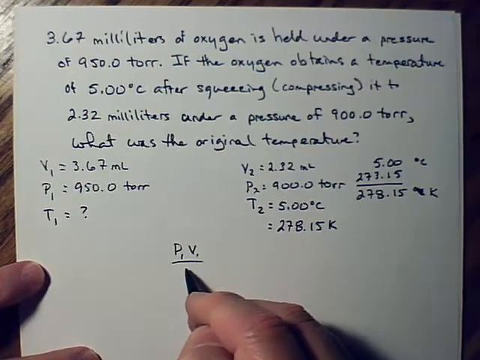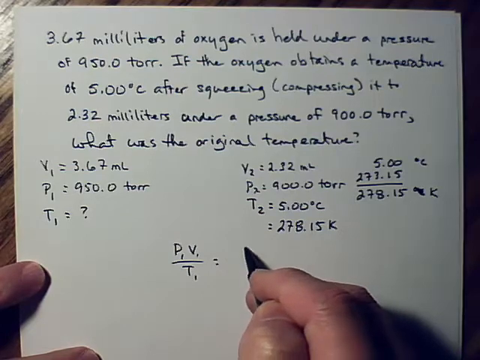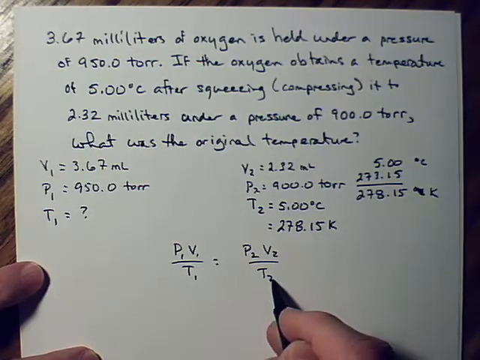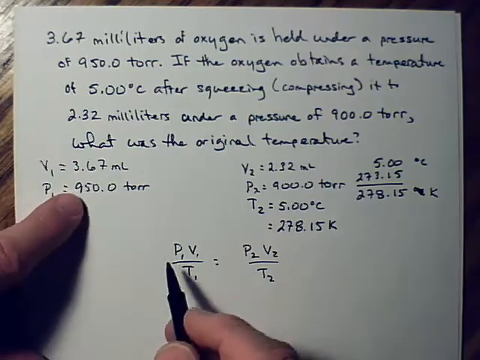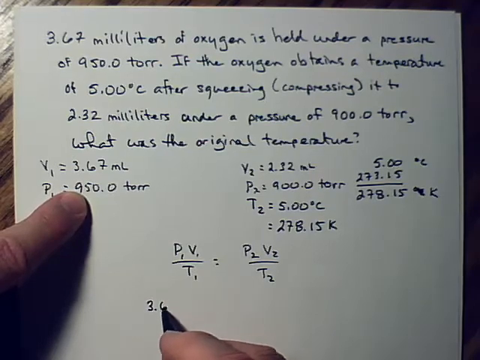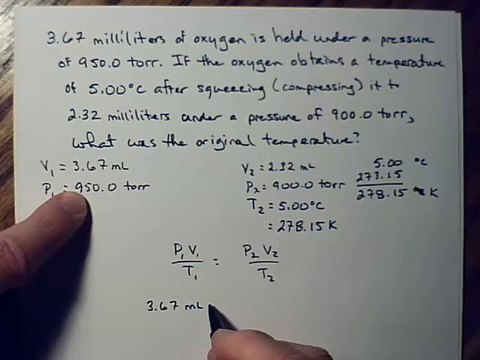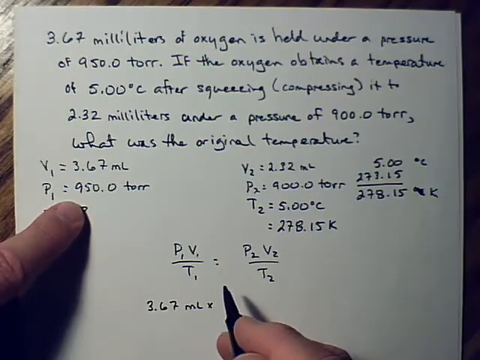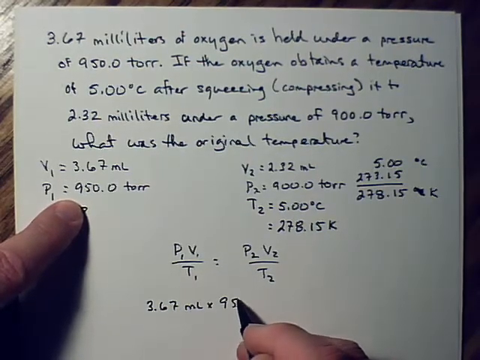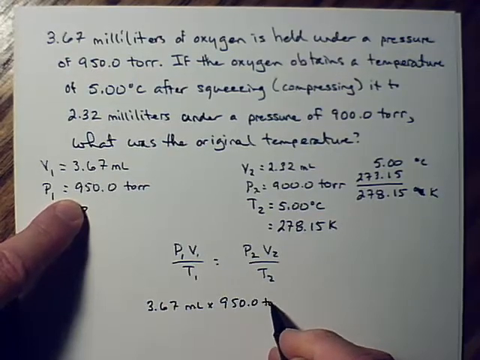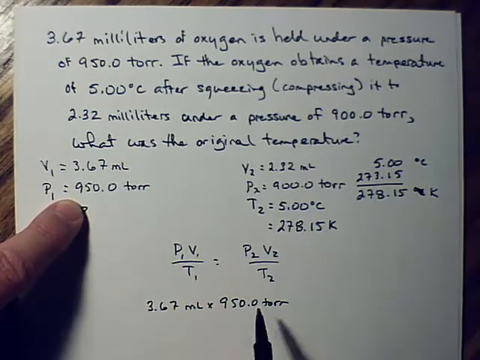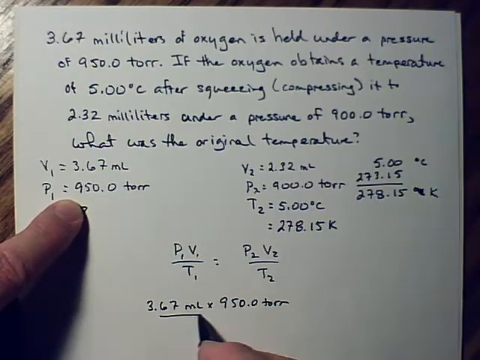P1 V1 over T1 equals P2 V2 over T2. Plug in what we know. We know pressure 1, 3.67 milliliters. We know volume 1. I'm sorry, that's volume 1. Pressure is 950.0 torr. I just flip these around. This is volume here, this is pressure here. And T1 we don't know.